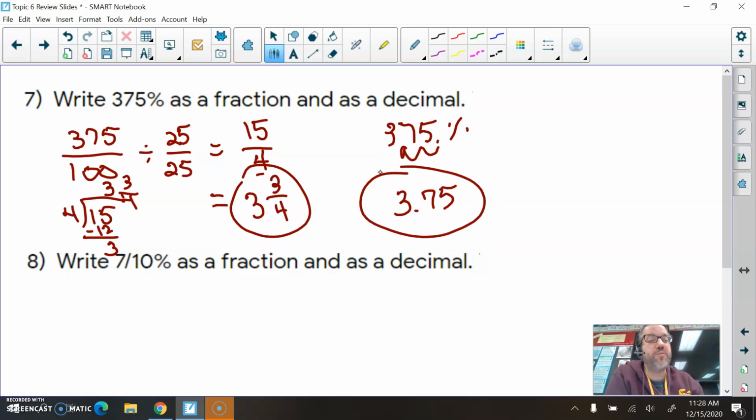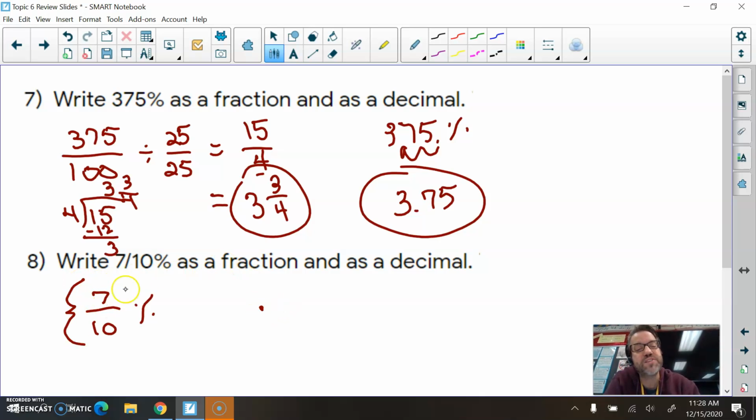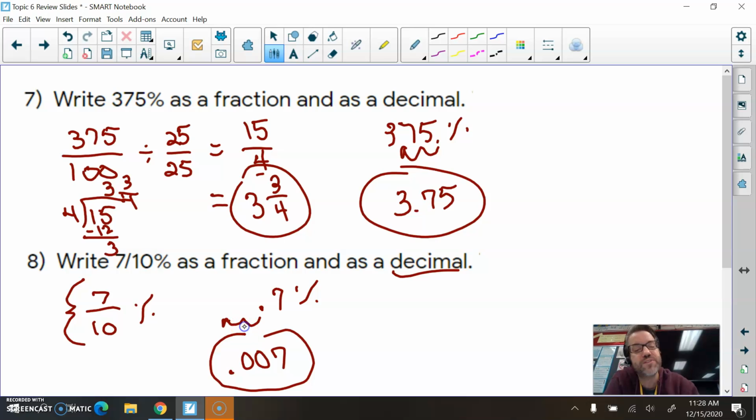Okay? And then number 8, very quickly, write 0.7% as a fraction and as a decimal. The very first thing I would do is just rewrite the 0.7 here in decimal form by taking 7 divided by 10. That's 0.7%. So as a decimal, that's the easy part. Just move this 2 spaces to the left to change it from a percent to a decimal. And we get 0.007 or 7 thousandths.